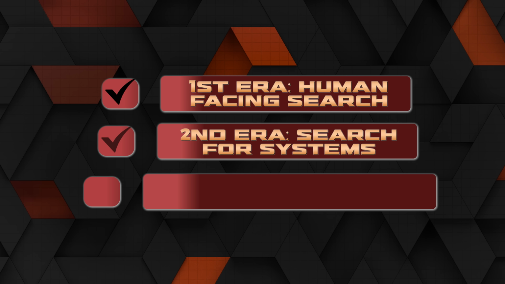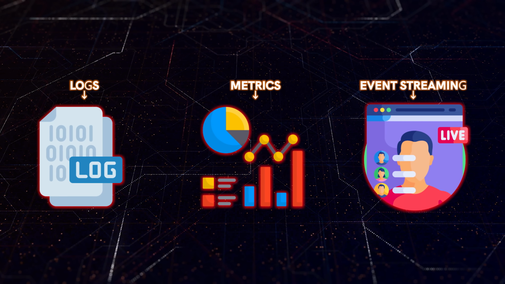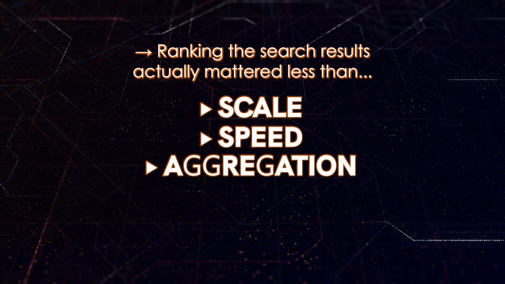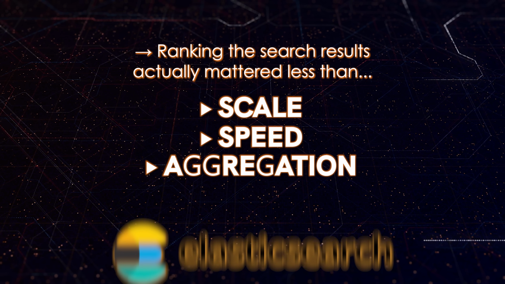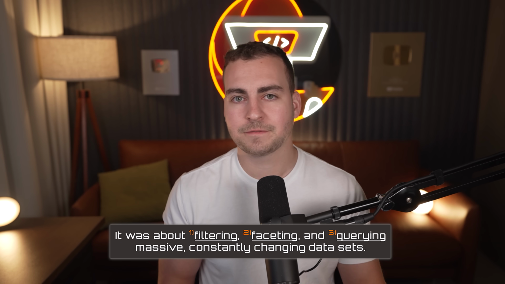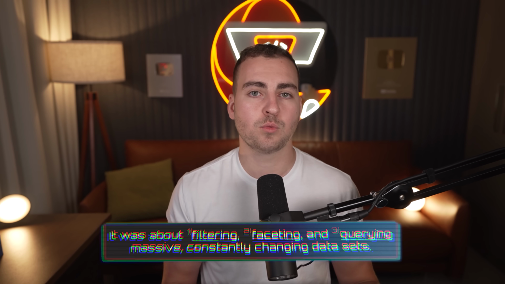Then the search workloads changed, and we entered a second era where search wasn't just for humans, but for systems. Think like logs, metrics, event streaming, and we have millions of entries. So ranking the search results actually mattered less than scale, speed, and aggregation, and that's where Elasticsearch dominated, and you've probably heard of it or used it before. Now, it wasn't just about finding documents anymore, it was about filtering, faceting, and querying massive, constantly changing datasets. Now, that workload required a very different architecture.